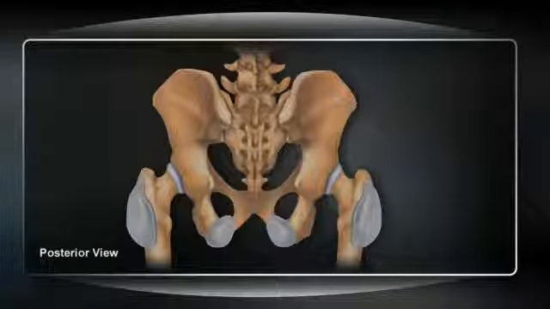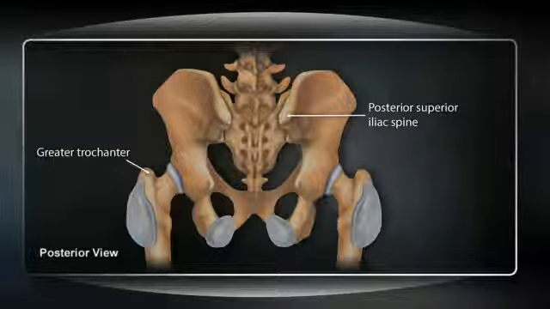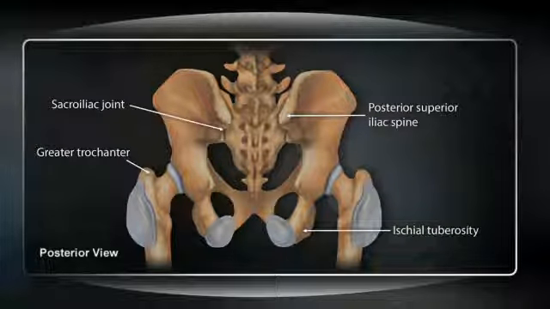On the posterior aspect of the hip, note the posterior superior iliac spine, the greater trochanter, the ischial tuberosity, and the sacroiliac joint.